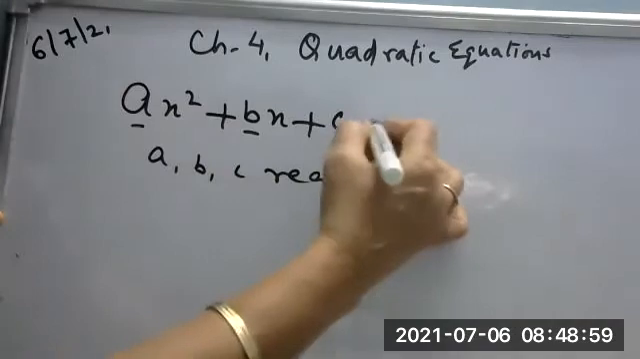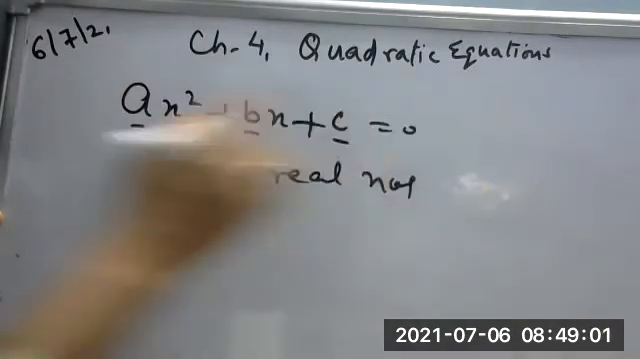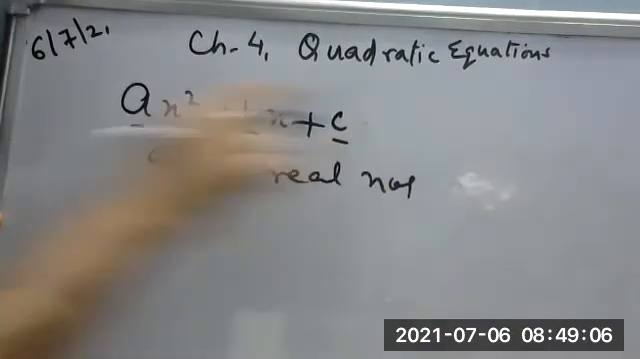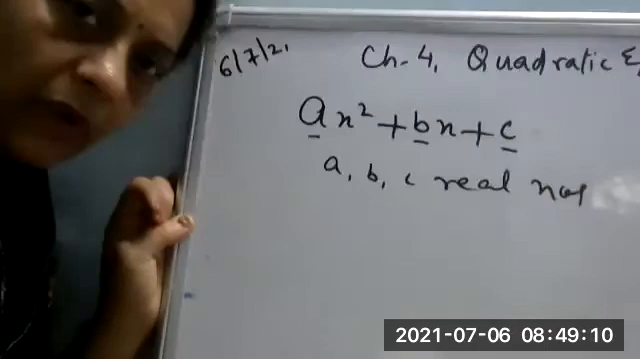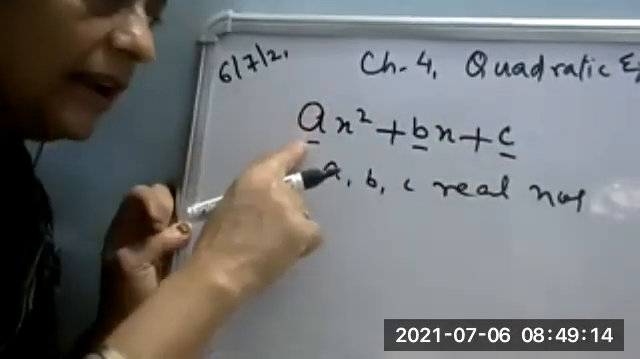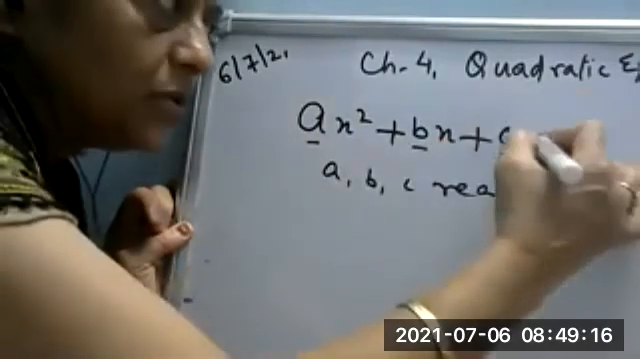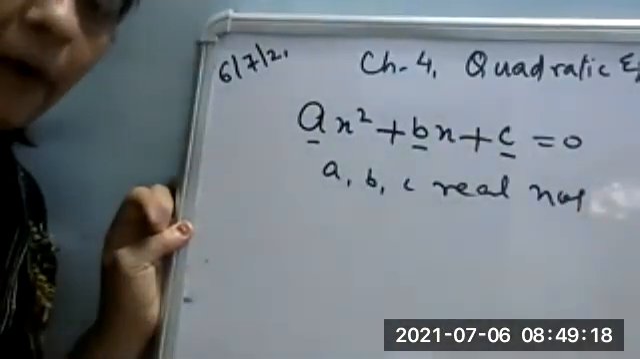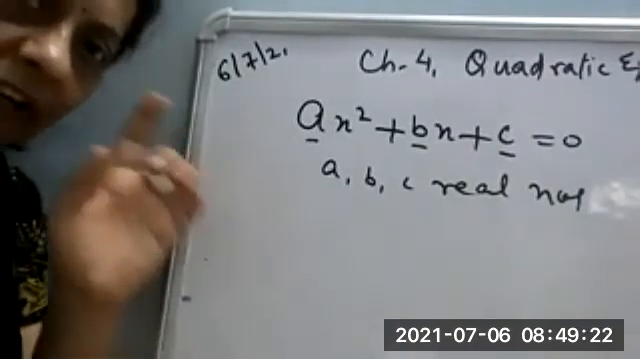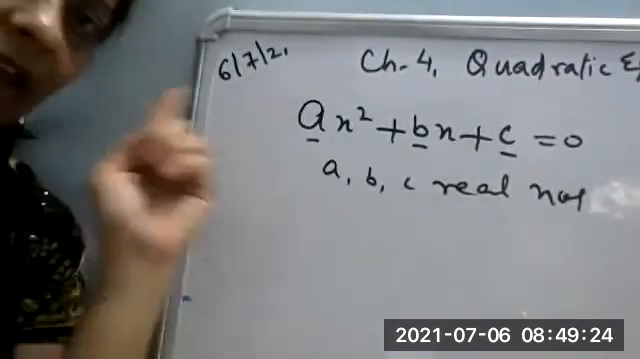If I write here ax square plus bx plus c, what is the difference between an equation and an expression? An equation is where we have LHS and RHS, both sides. If you're talking about a quadratic equation, then we will write ax square plus bx plus c is equal to 0. So this is the general form. You know, the general form is what? Wherever you go, whatever books you find, you will find only this form.